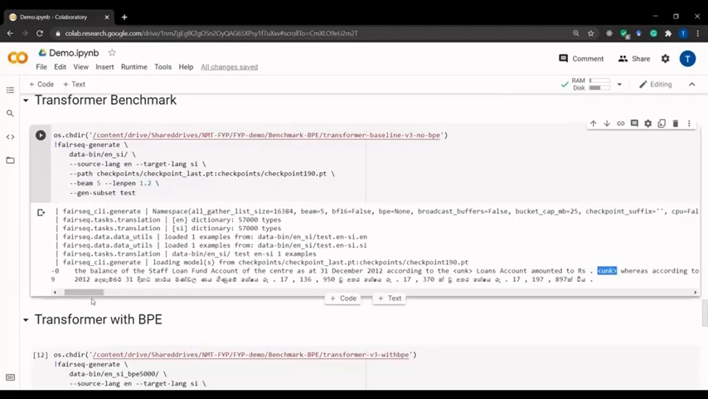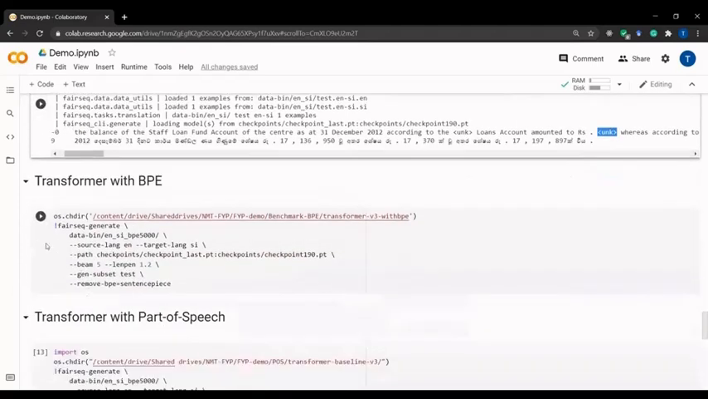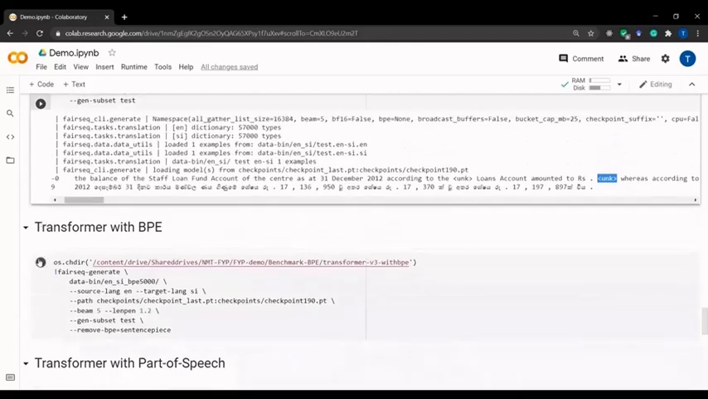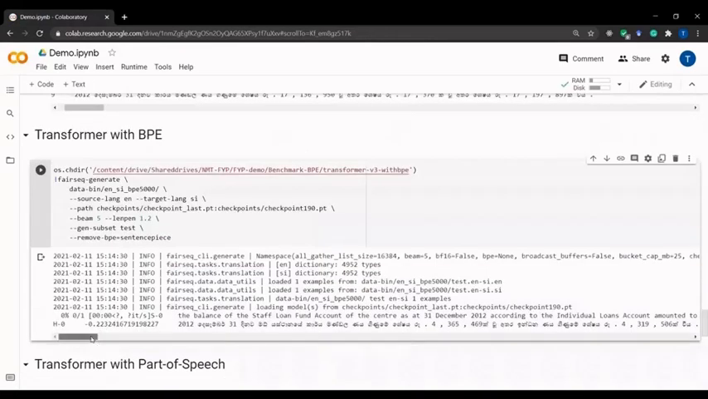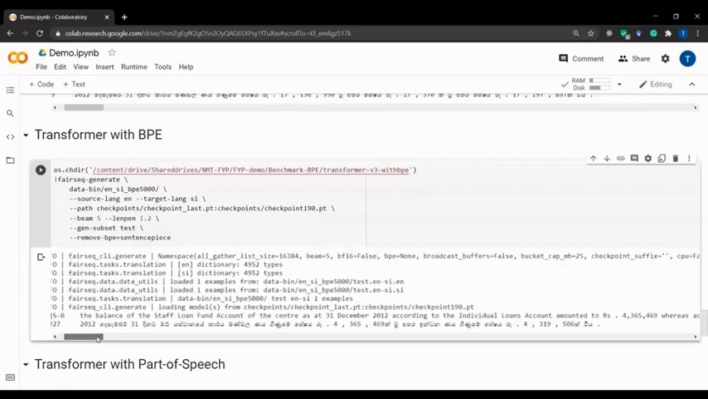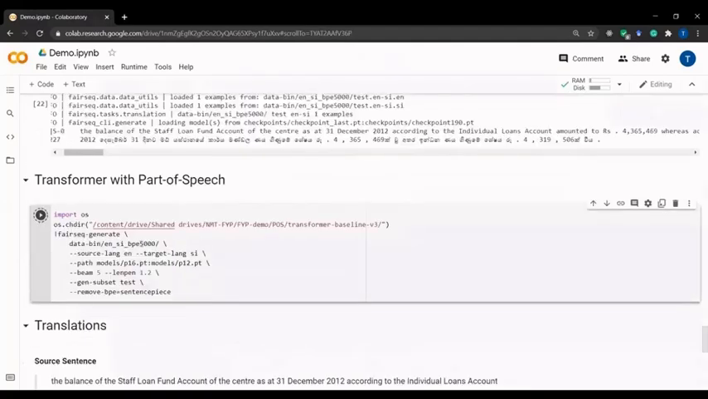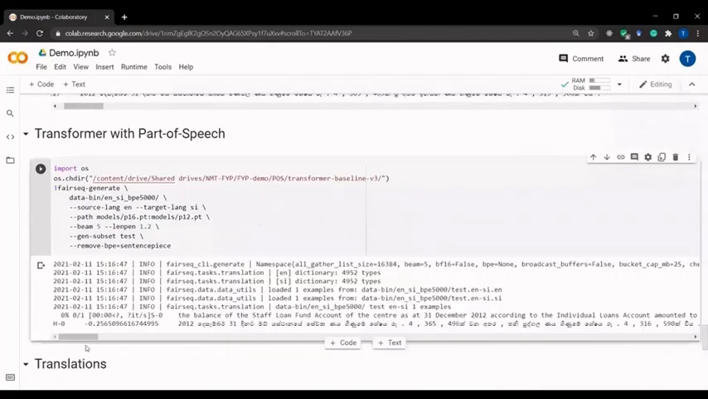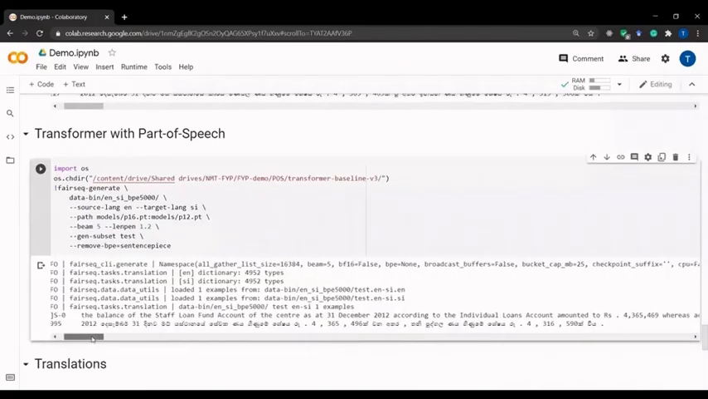Next we will look at the byte pair encoded model. We cannot see any unknown keywords because the out-of-vocabulary words are perfectly handled by this model. Finally, we will look at our part-of-speech integrated model. So this is the output from our part-of-speech integrated model.